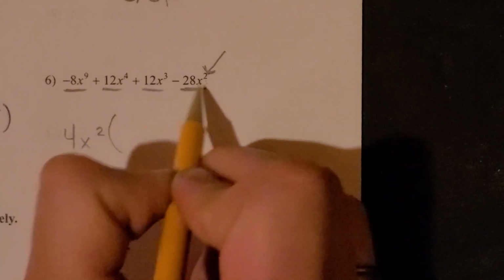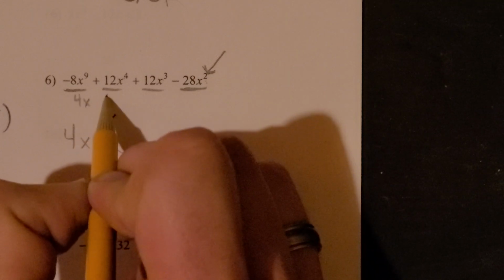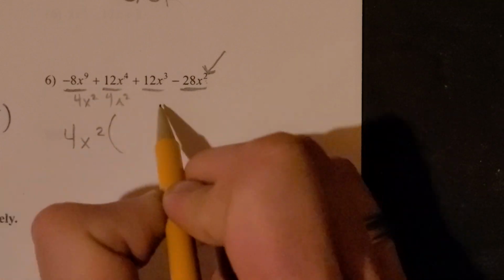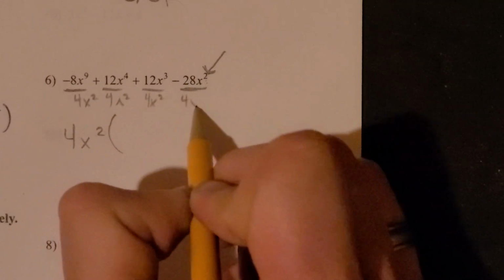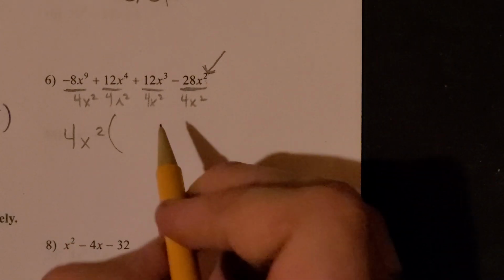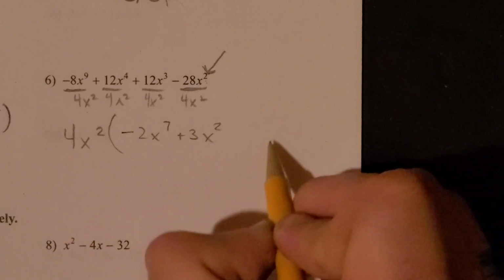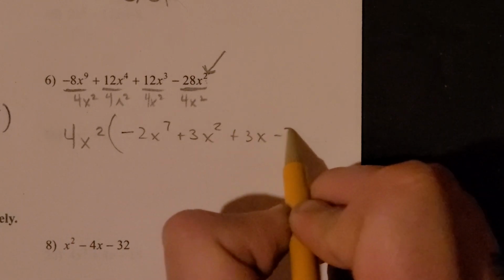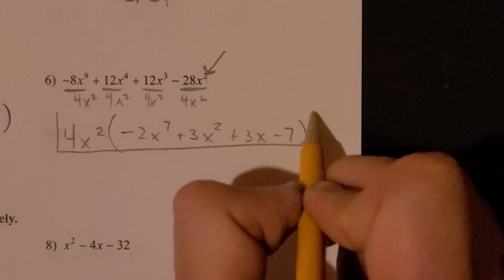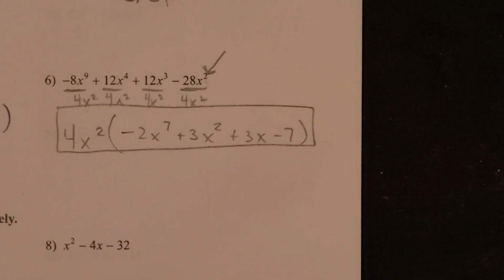You take every single term and divide by that 4x squared. 4x squared, 4x squared, 4x squared. You should have gotten negative 2x to the 7th plus 3x squared plus 3x minus 7. That is your final answer. Done.